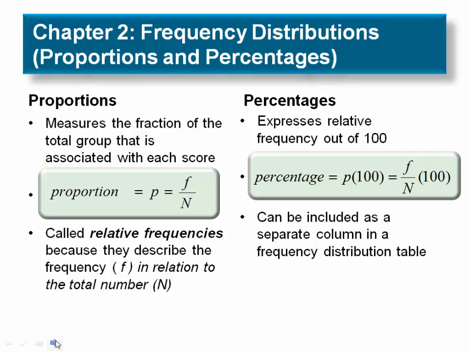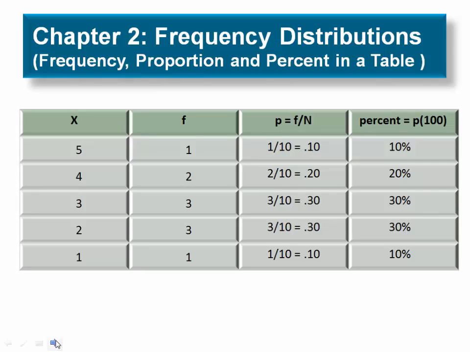If it's useful to do so, you can supplement the two columns, the X column and the F column, with additional information where you compute the proportion or percentage of the total that each frequency listed represents. The formulas that you use to compute proportions or percentages are listed on the slide. This table gives you an example of a frequency distribution table with those two supplementary columns added in.